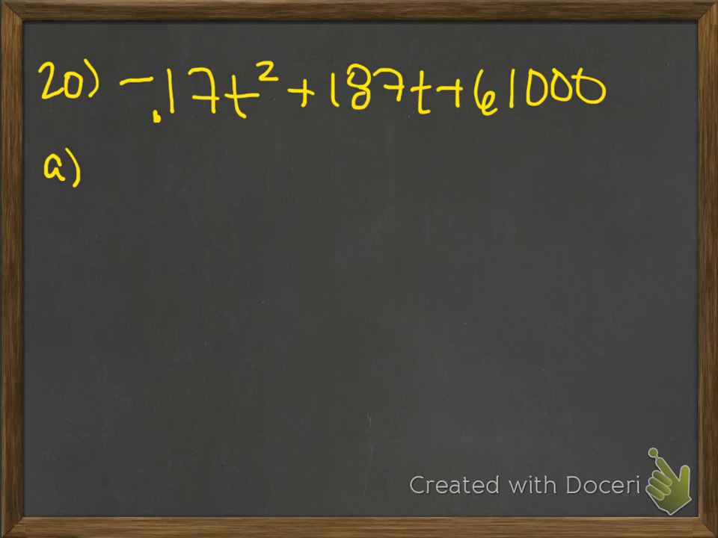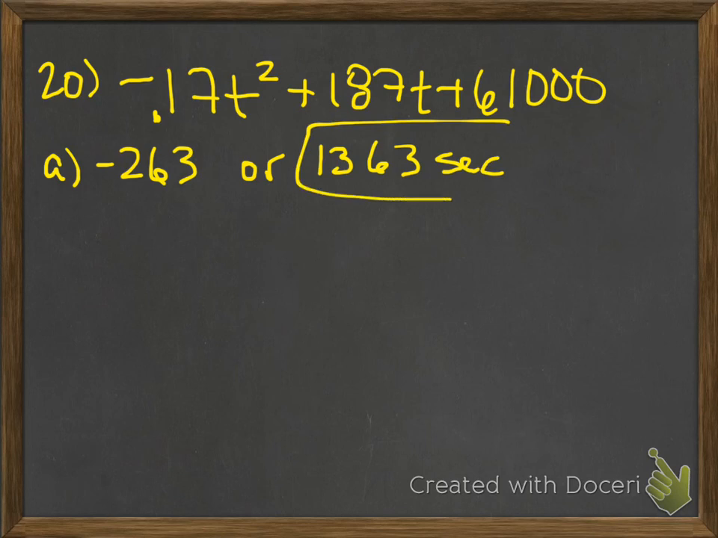Okay, so if you look at that, you get two answers. When you solve this using the quadratic formula, you get -263 and or 1,363. Well, you can't travel back in time and have a negative, so this is your answer, that the flight lasted about 1,363 seconds. Dividing by 60, that tells you it lasted about 22 minutes. So yeah, super long flight, I know.